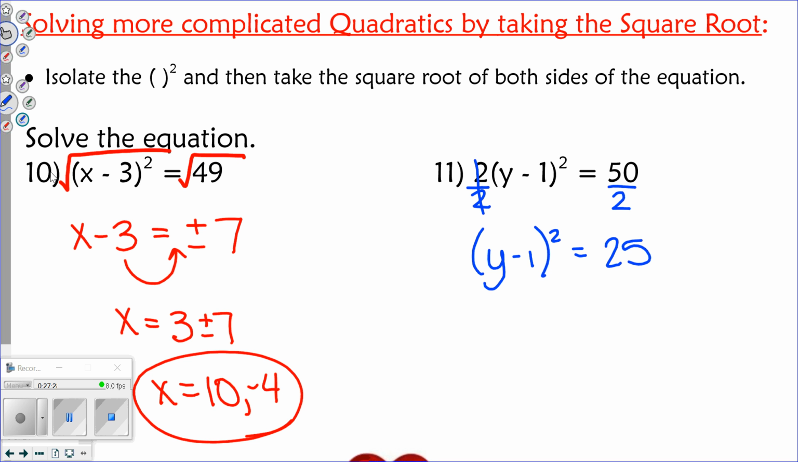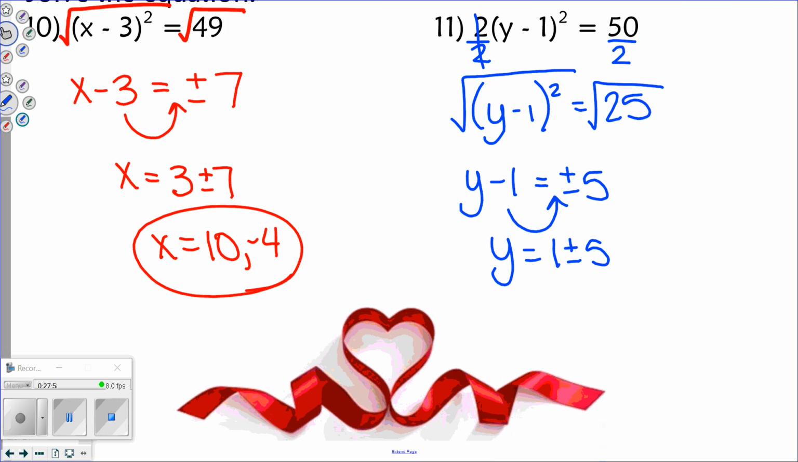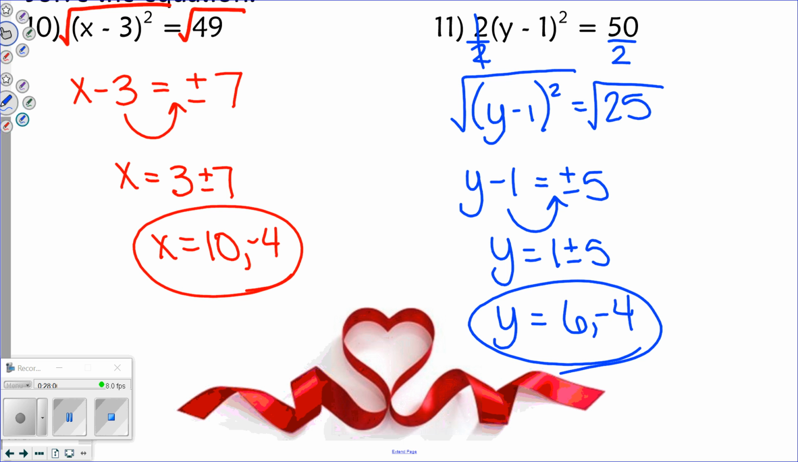All right, so now my parentheses part is by itself, so we'll take the square root. So y minus 1 equals plus or minus 5. Again, I'm taking the square root of 25, which is 5. The plus minus attaches to that answer. So now I'll get y by itself. So y equals 1 plus or minus 5. And yes, you will always see me do that step right there so we can see it. So then what's 1 plus 5? 1 minus 5. And I'm done.